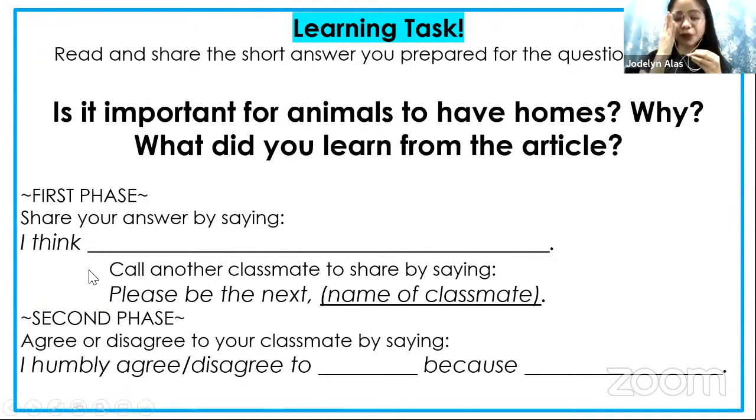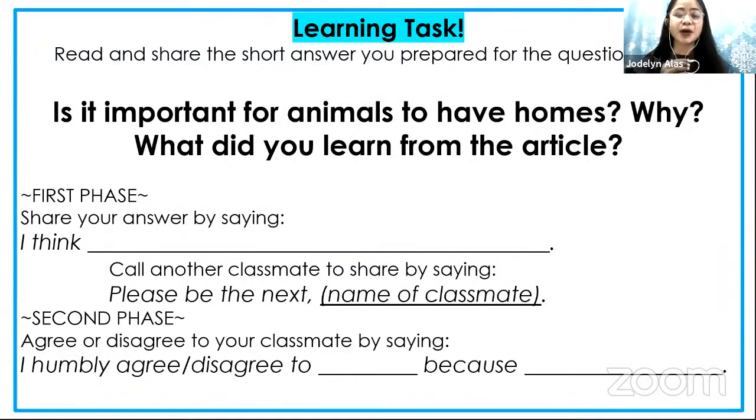And then after your sharing, you will be asking another classmate of yours in our Zoom meeting. So you really have to call somebody po. You may use this prompt and call the name of our classmate here. For our second phase, you will have to agree or disagree with your classmate by saying, for example, I humbly agree or disagree to because. Okay, that's it. That will be for our second piece.